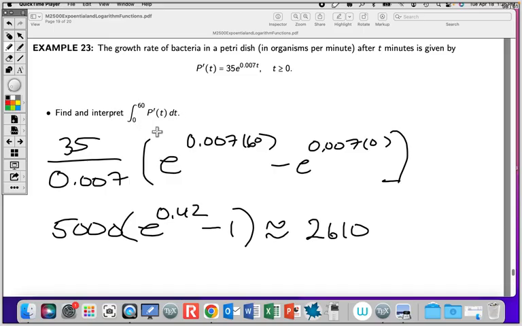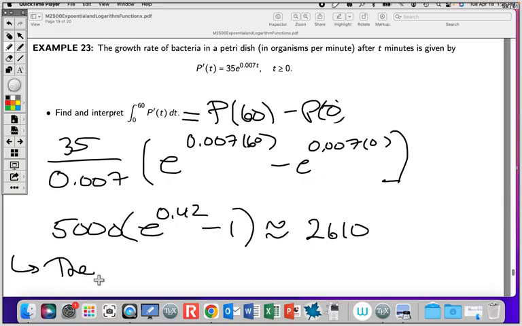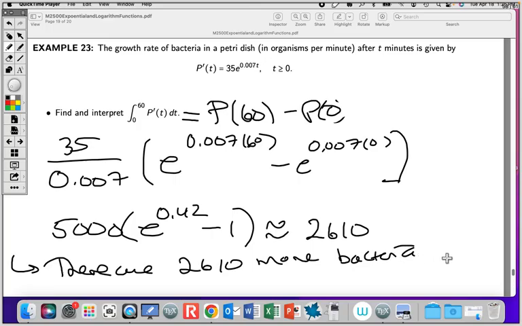And so what this is talking about here, we're integrating the rate. So remember, this is going to be the net change. So that's going to be the same as the difference in population after the first 60 minutes, or first hour. So this says that there are 2,610 more bacteria after 1 hour. Okay, 60 minutes, 1 hour.